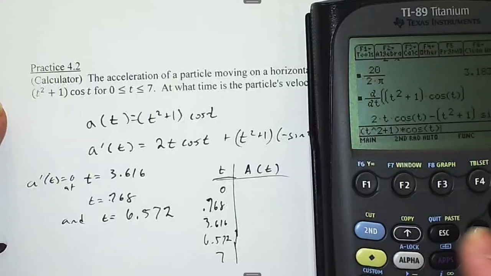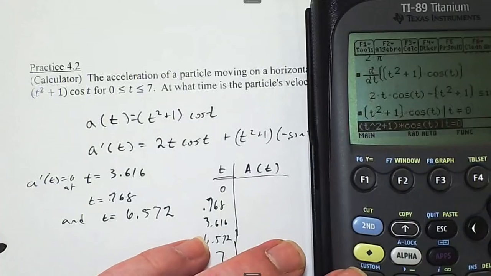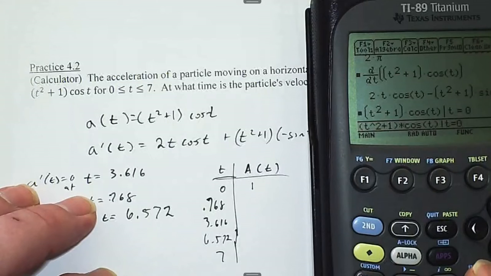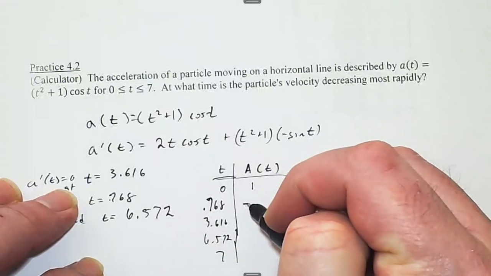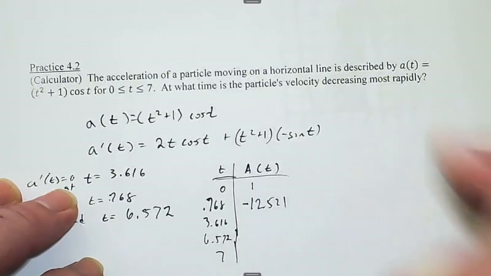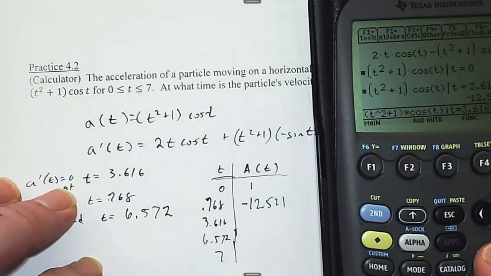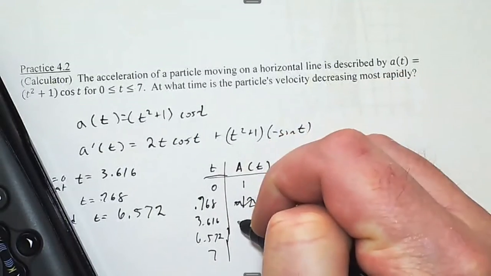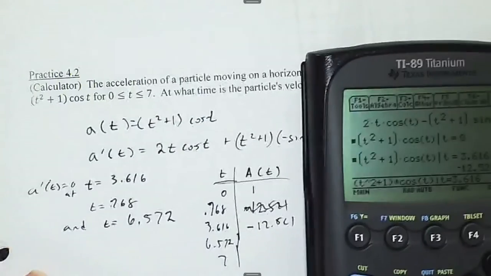Just deleting my derivative part. And then I can say such that t equals 0. So that is 1. Such that t equals 3.616. That is a negative 12.521. Oh, I put that in the wrong place. That's negative 12.521 there. This was supposed to be, I apologize, I skipped one.